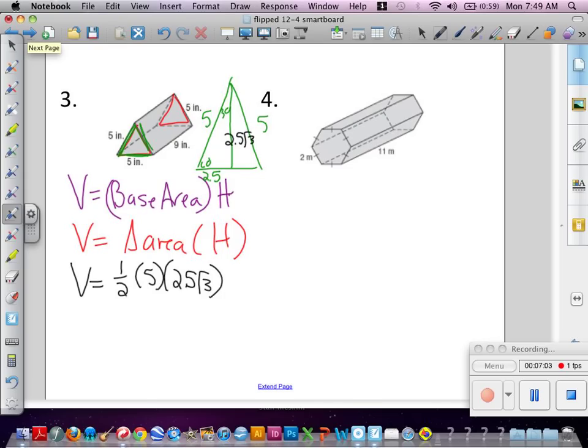And the height of the whole prism is 9. And so again, I'm going to cancel here. I'm going to write 2.5. So I'm going to take 2.5 times 2.5 times 9. And that's going to get me 56.25 root 3, which is really 56.